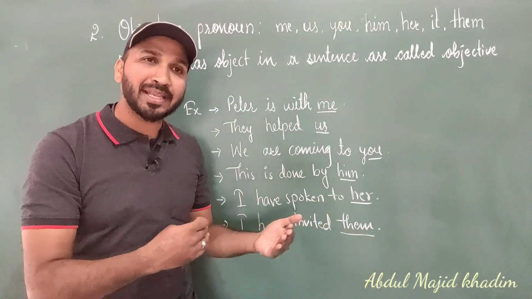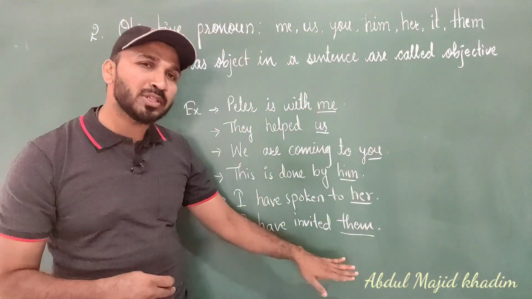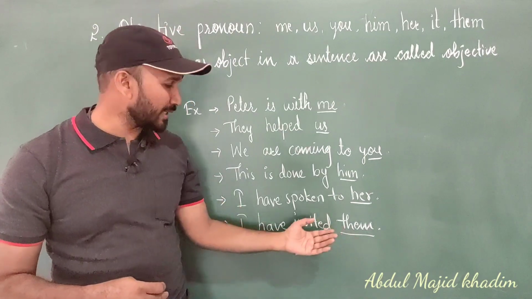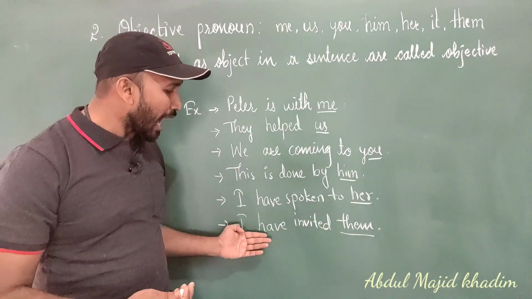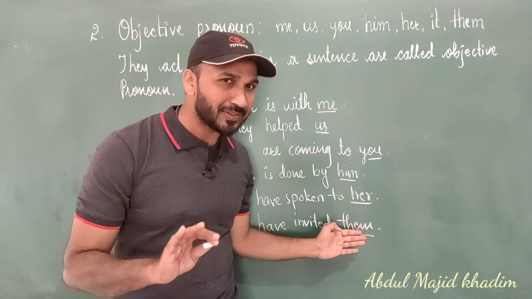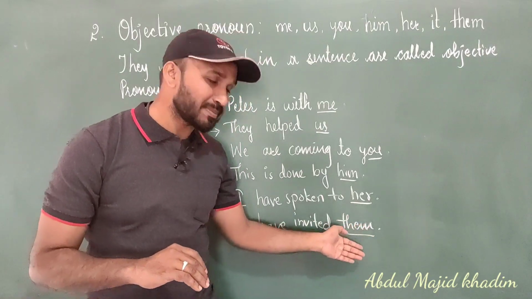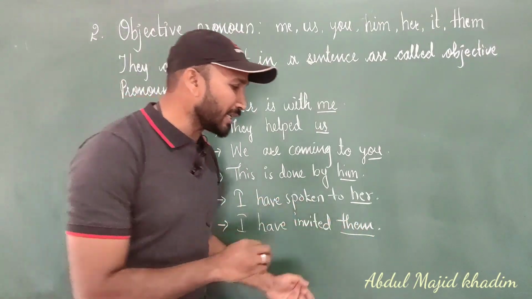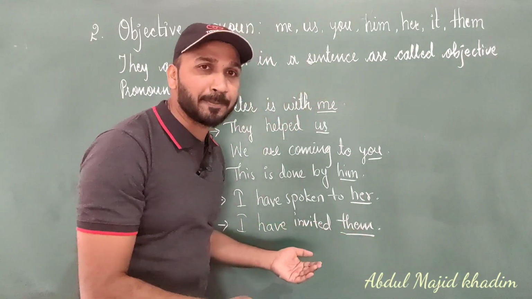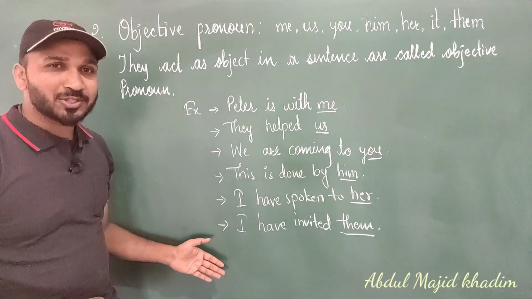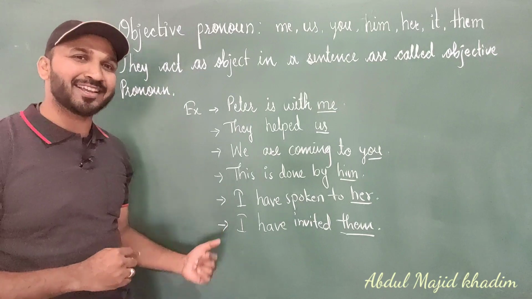And "I have invited them." Them means उनको मैं invite किया. So they changes into them. We can't say that "I have invited they." We can't say, because it is in the objective place. So that's why we have to write the objective form of they, which is them. So these are the objective pronouns. Let's see the next one.